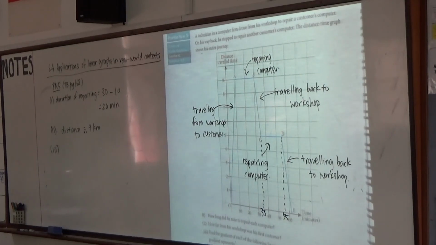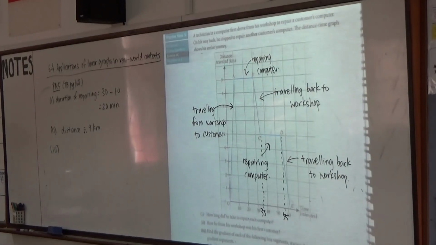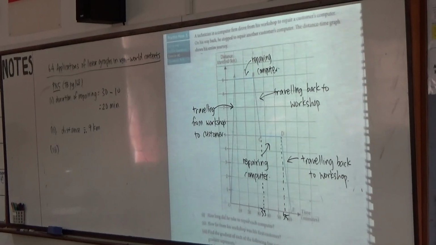Questions? Alright. Then now part 3 is a challenging one. For part 3, it says, find the gradient of each of the following line segments, stating clearly what each gradient represents. So there are 4 different gradients that we need to find. In the first one, we're trying to find the gradient of OA.